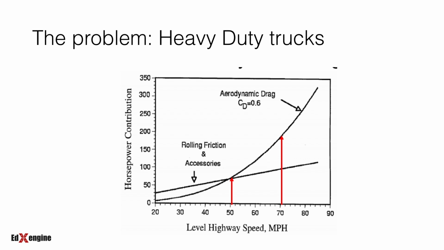Now, the reason why it is an aerodynamic problem is because of the speed at which these trucks travel. When a truck increases its speed from 50 to 70 miles per hour, the amount of horsepower it consumes goes from 70 to almost 180. That is more than a factor of 2. This is because the drag on the vehicle is proportional to the square of the velocity. So you cannot reduce the velocity, but you can try to reduce the drag coefficient.